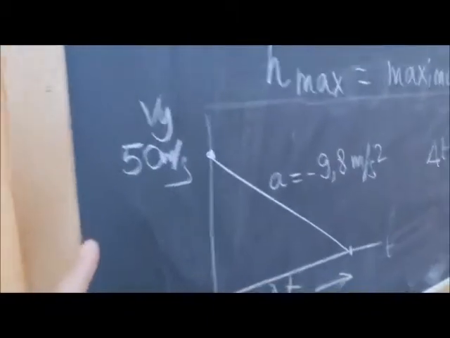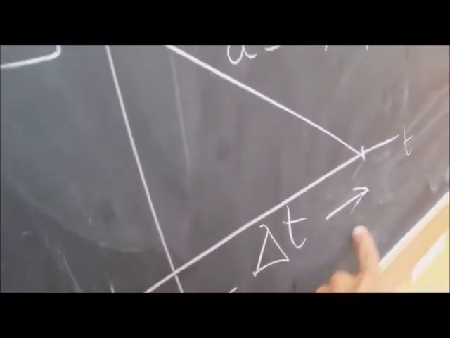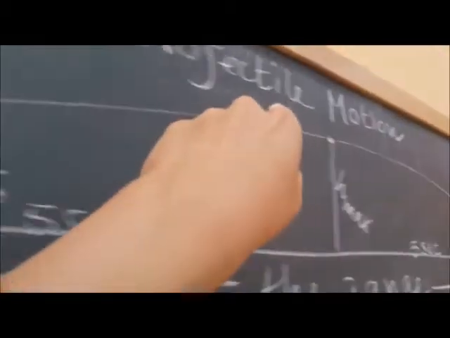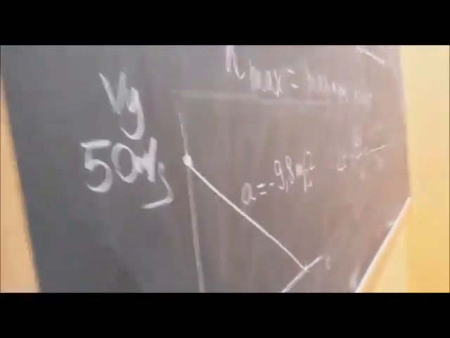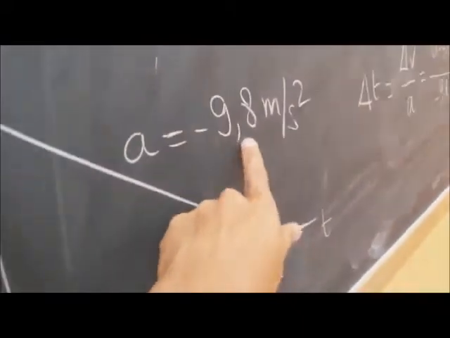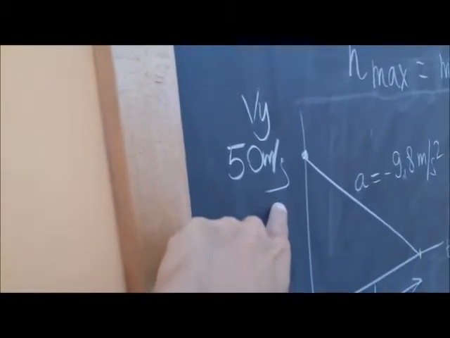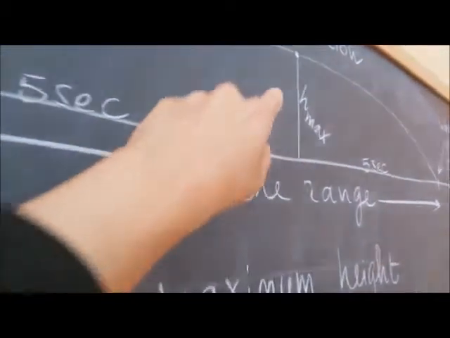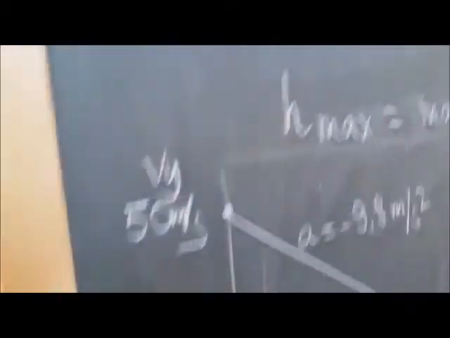The first thing we need to do is calculate the length of time, how long the bullet takes to stop going up. This is where it stops going up because of gravity. Gravity causes an acceleration, a negative acceleration of negative 9.8 meters per second squared. So we know that the initial vertical component is 50 meters per second. When the bullet touches the maximum height, the velocity is going to be 0 meters per second.